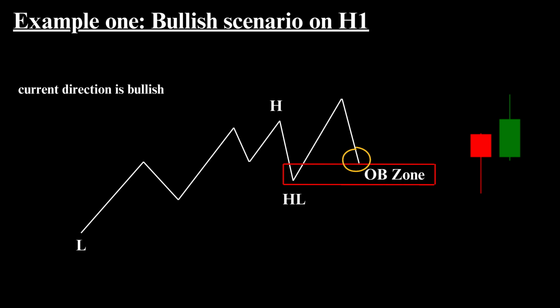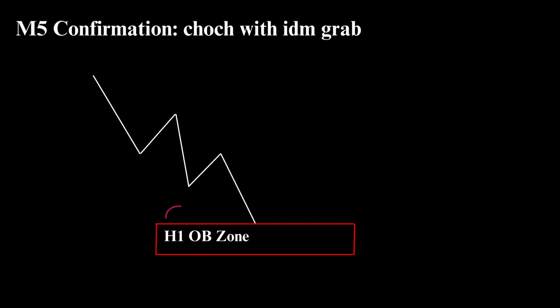So guys, SCOB is a powerful candlestick pattern. I recommend that you always wait for it. So let's go to M5 timeline for entry confirmation. This entry module is called change of character, CHoCH, with inducement grab. Upon retest of H1 OB zone right here, price created change of character CHoCH here.